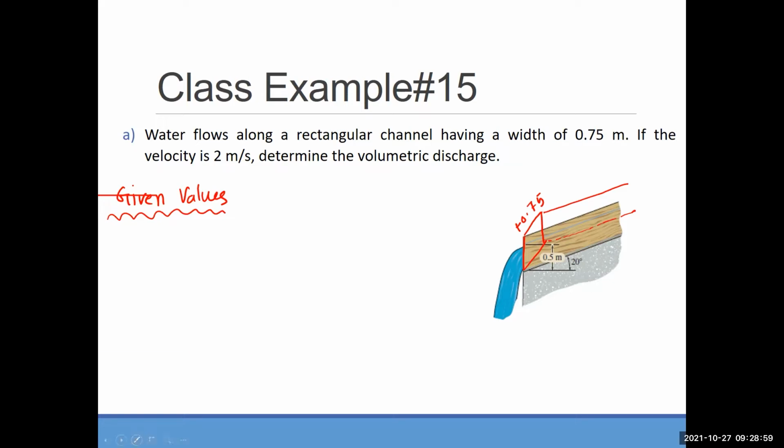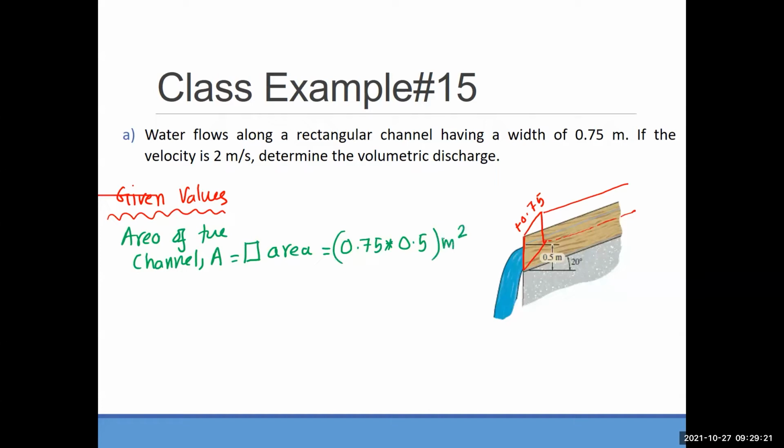And so let's write it down. What are the given values? Area of the channel A, since it's a rectangular area, it will be 0.75 times 0.5 meter square. Okay, you'll find that one.